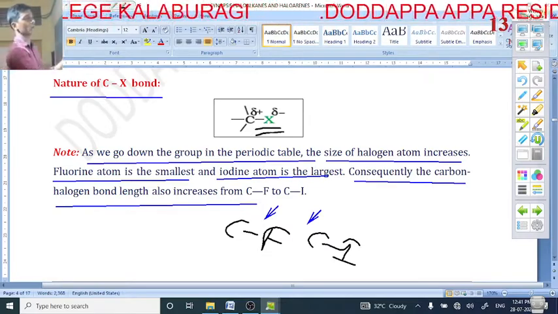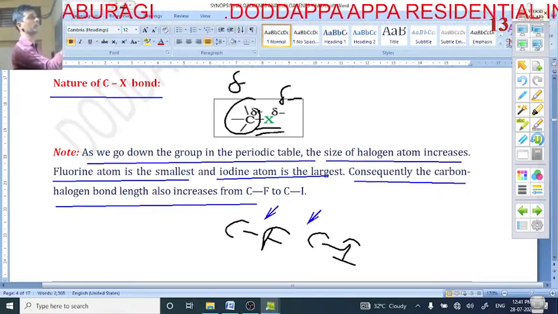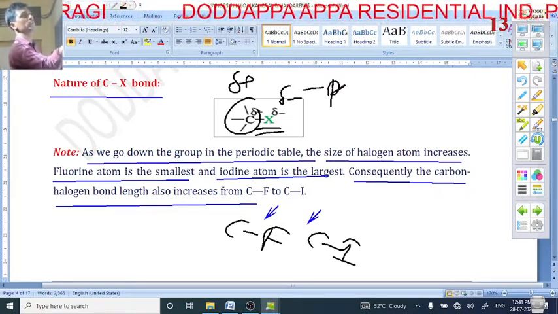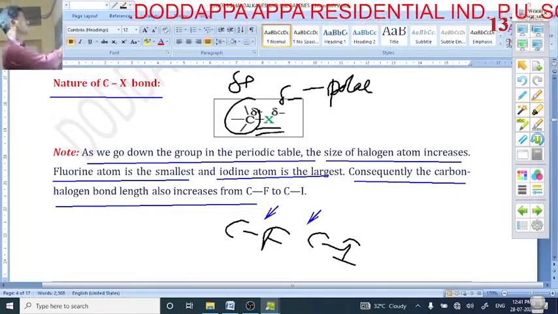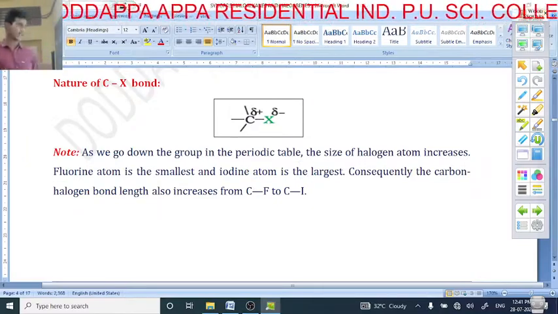The halogen is more electronegative, so it carries a negative charge, and the carbon carries a positive charge. That's why these bonds are polar in nature.